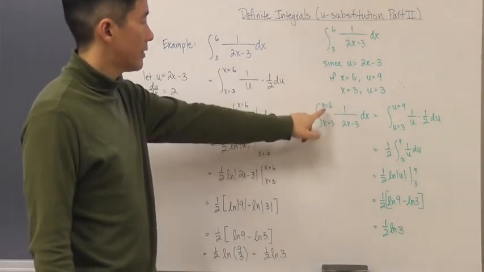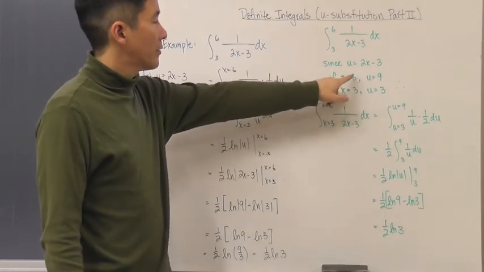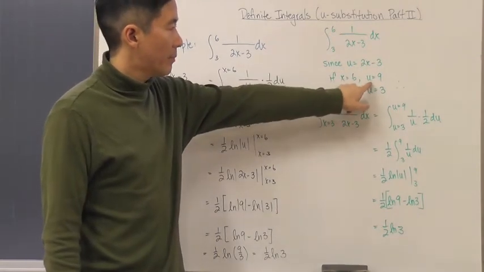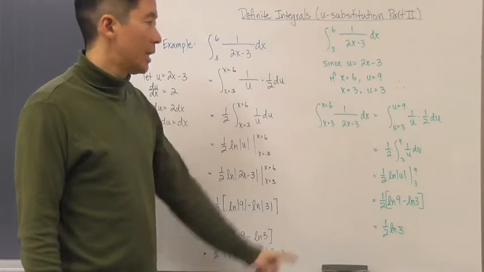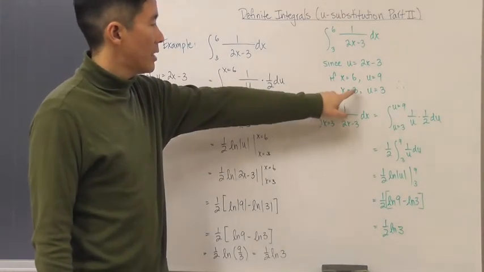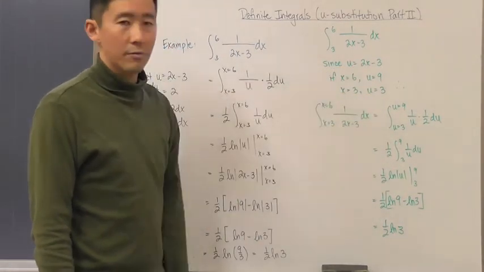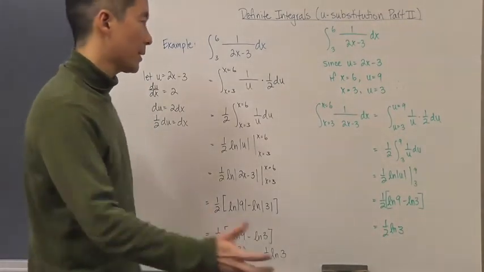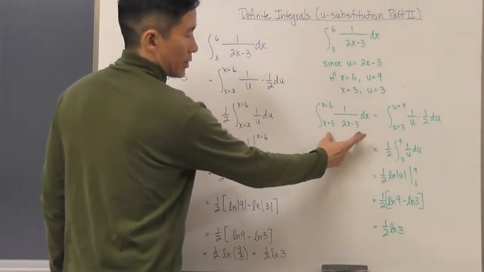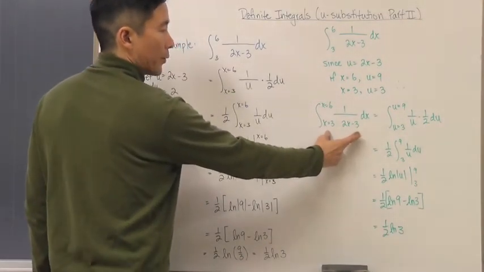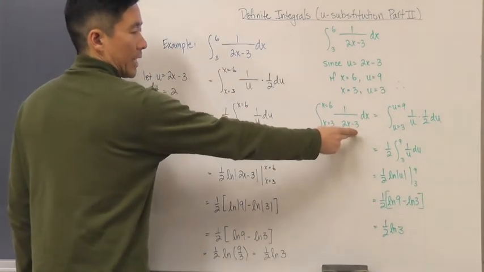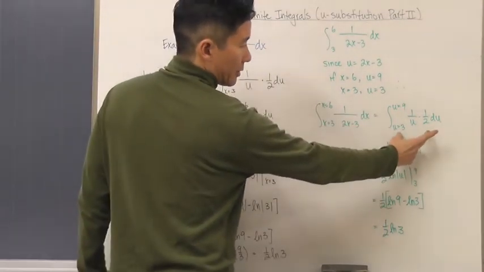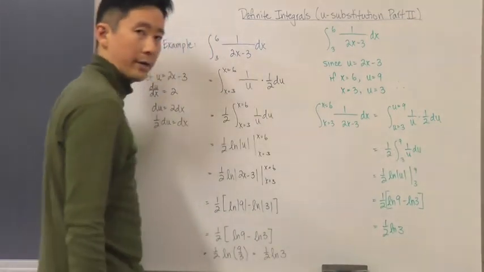So what I say then is that if this upper bound is 6, if I substitute the 6 in here, then I know that the upper bound for u has to be 9. I would do the same thing for x equals 3. If I substitute that, then u has to be equal to 3. So notice what happens then is that if I take this original definite integral, using the u-substitution, I can change everything, including the limits of integration, to u values.